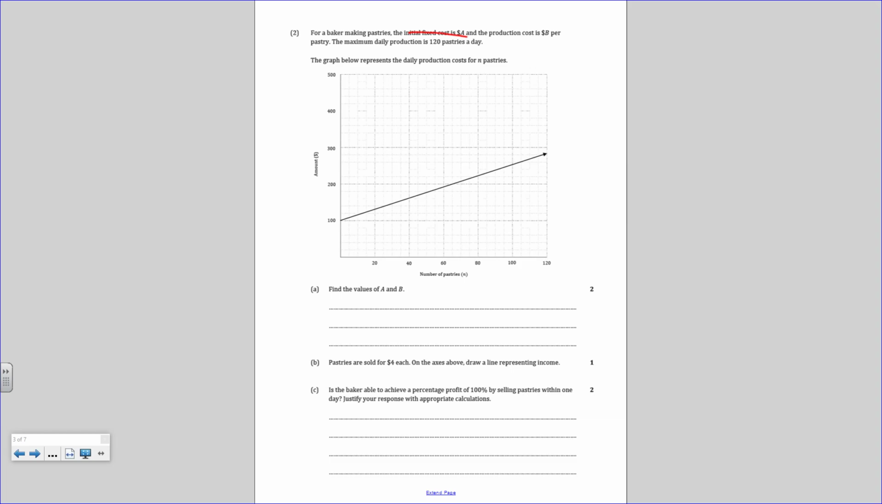So the maximum daily production is 120 pastries a day. The graph below represents the daily production of n pastries. Okay, so this is that graph. So we want to find the values of A and B. Well, remember we're told that A is that initial cost. So A is just going to be the y-intercept, and the y-intercept here is 100. Whenever we see the word initial, whether it's linear or non-linear, initial means when x equals 0. We're talking about the y-intercept. So that's one mark for just saying A equals 100.